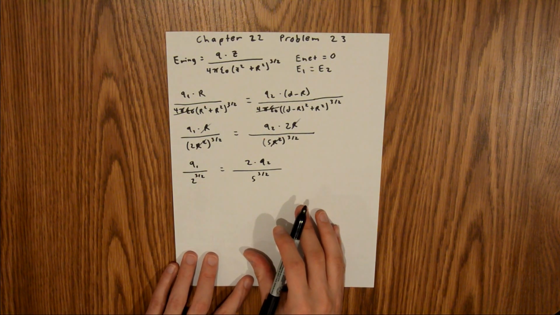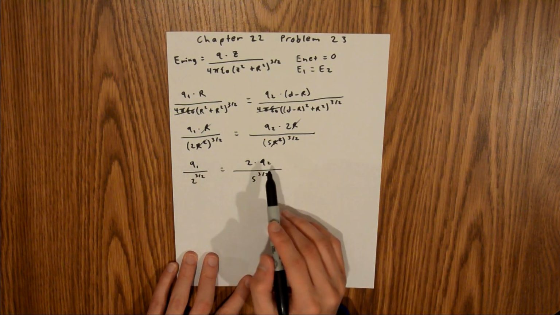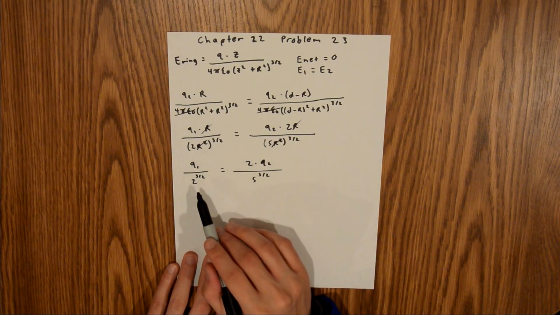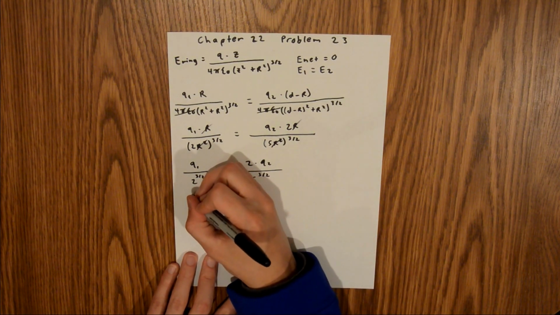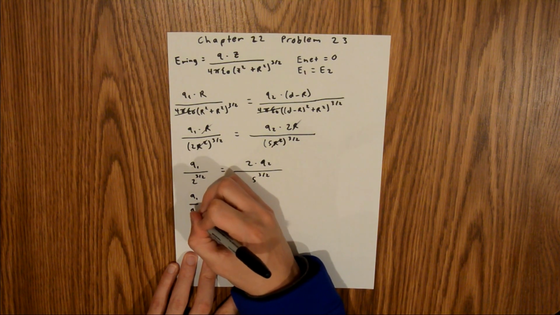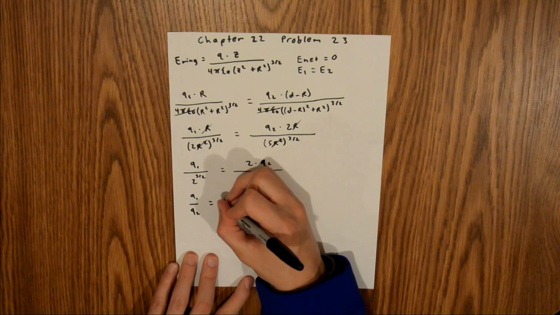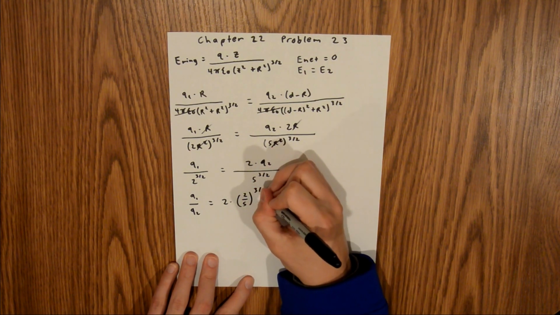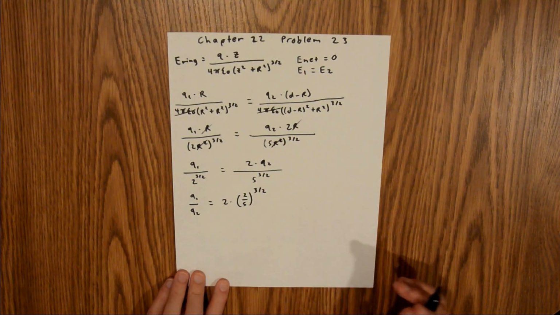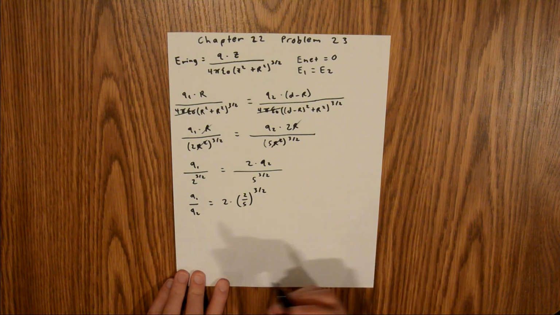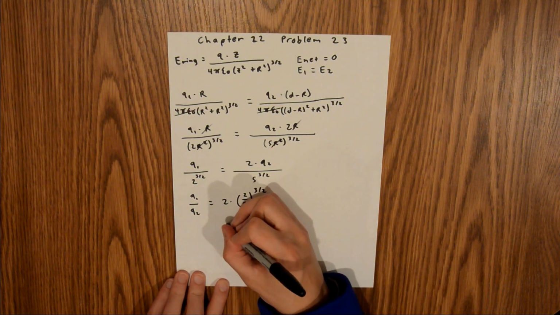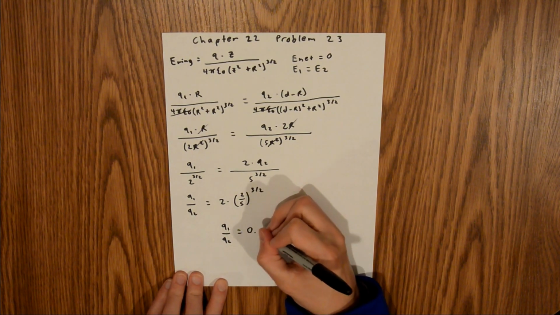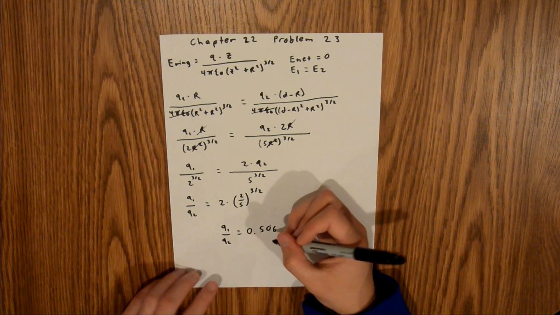Now the problem asks us to find q1 over q2, so what we can do is divide both sides by q2 and multiply both sides by 2 to the 3/2, and so we get q1 over q2 is equal to 2 times 2/5 to the 3/2. And if you plug that into your calculator, you should find that q1 over q2 is equal to 0.506.